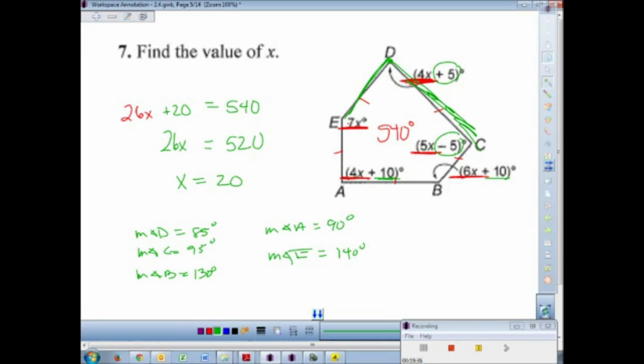What do they all add up to be? A smart student would add those up and see if they all add up to be 540. It will let you know that you did all your math right. Got a calculator, it'll do all the work for you.